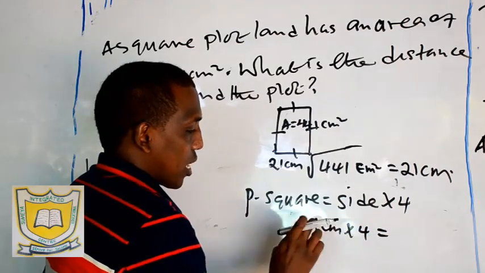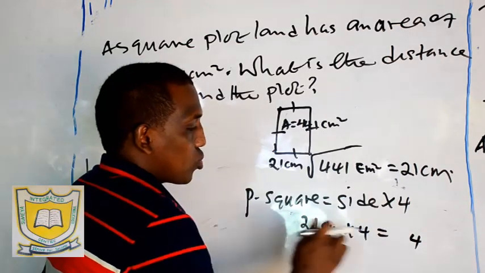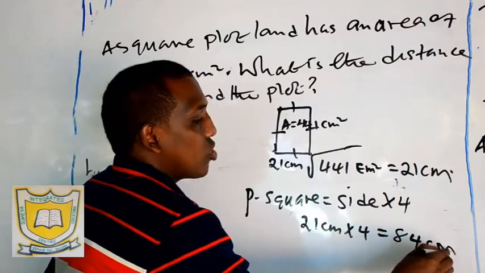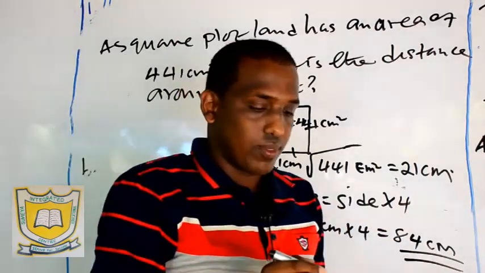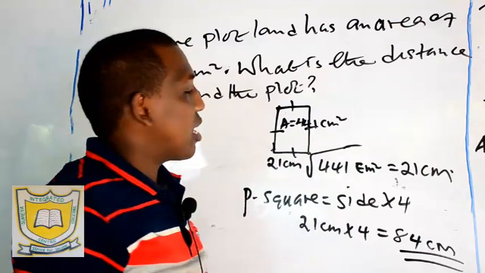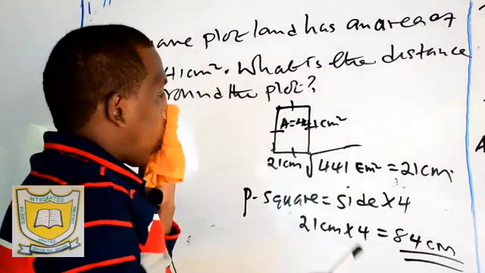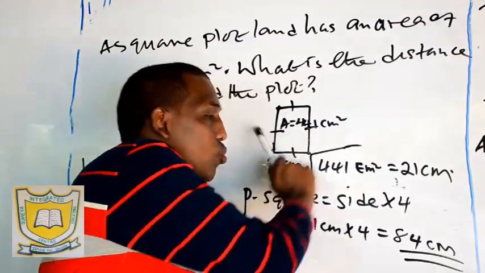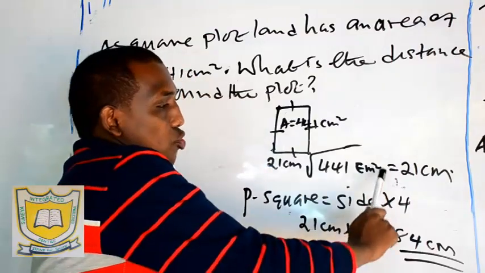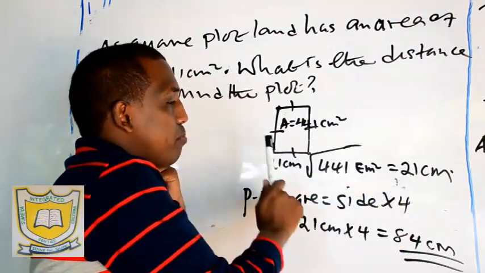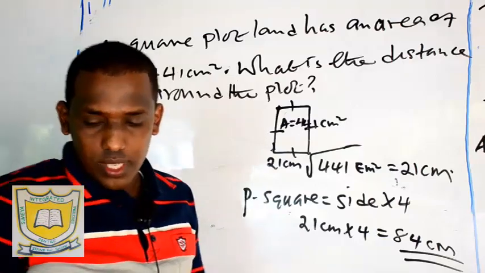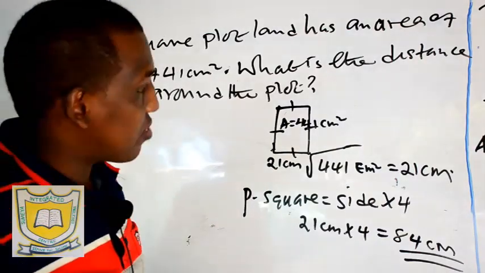So 4 times 1 is 4. 4 times 2 is 8. So you get 84 centimeter. That's how we get the perimeter of this figure. So the only thing you do when you see area, you square root to get the side. Square root of 441 is 21. Perimeter now, 21 times 4. That's how we get the perimeter of that figure.